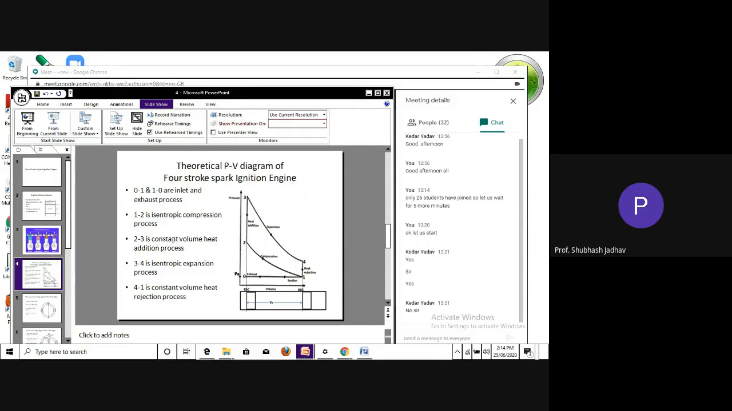So the process 2 to 3 is the combustion process or constant volume heat addition process in case of an Otto cycle. So it is 2 to 3. So 0 to 1 suction, 1 to 2 is the compression, and 2 to 3 is your constant volume heat addition process. Okay, now we have reached the point 3, which is corresponding to maximum pressure point. So this is the maximum pressure point. Okay, here the maximum pressure has reached.